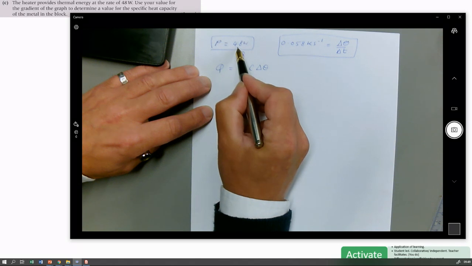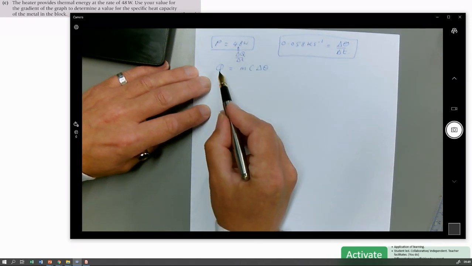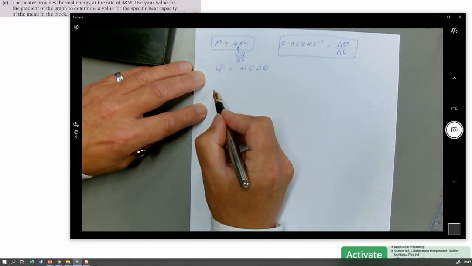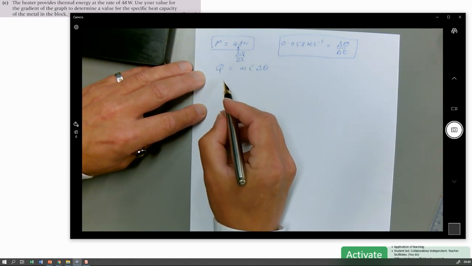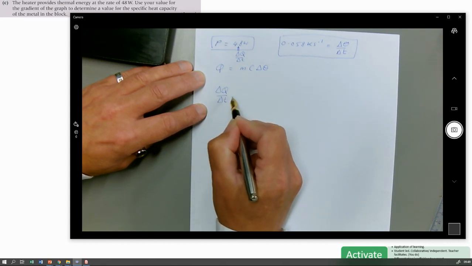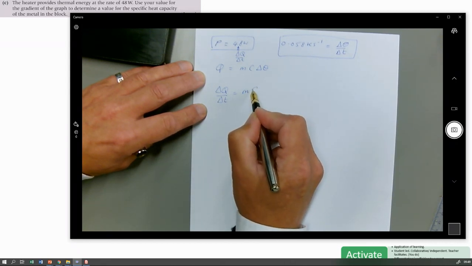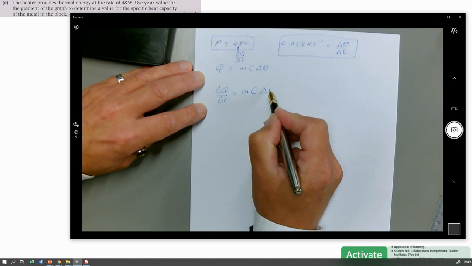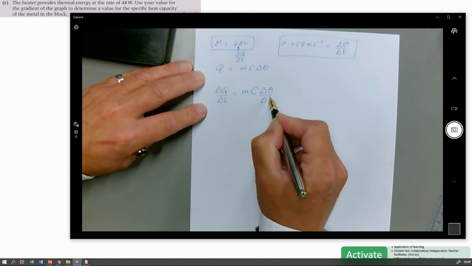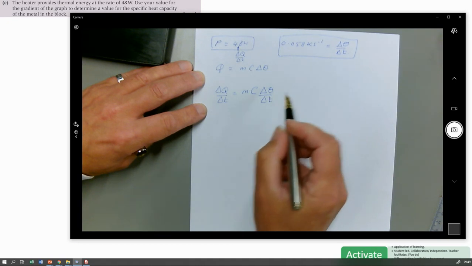Okay, that's what that is, and that's what that is. So how could we make this into a formula? So here we go. Let's divide by dt. So the rate of change of energy supplied is equal to m, which was a constant, c, which is a constant, multiplied by the rate of change of temperature.